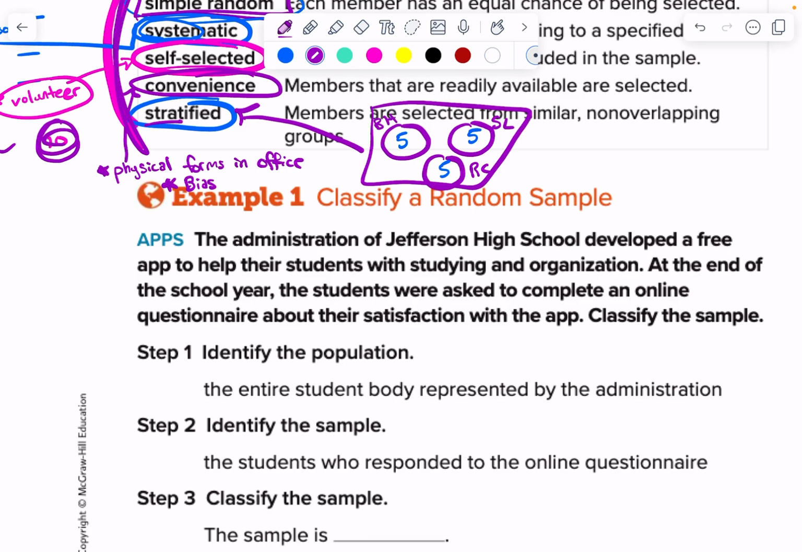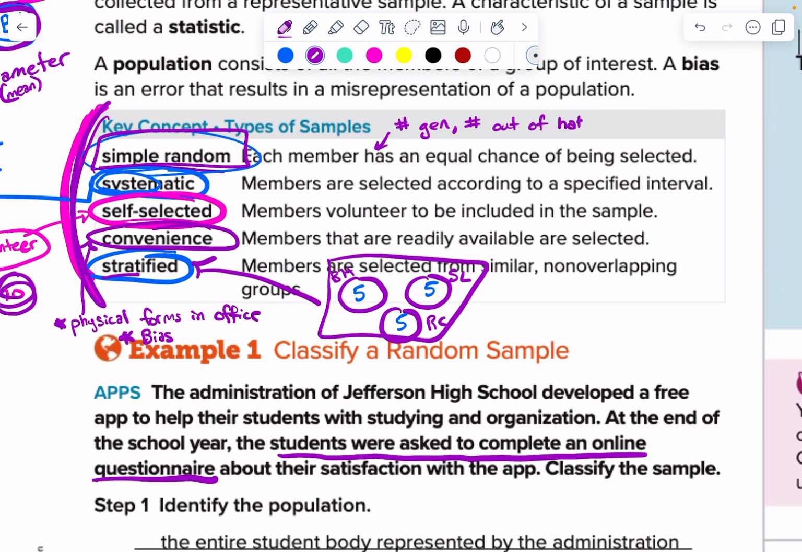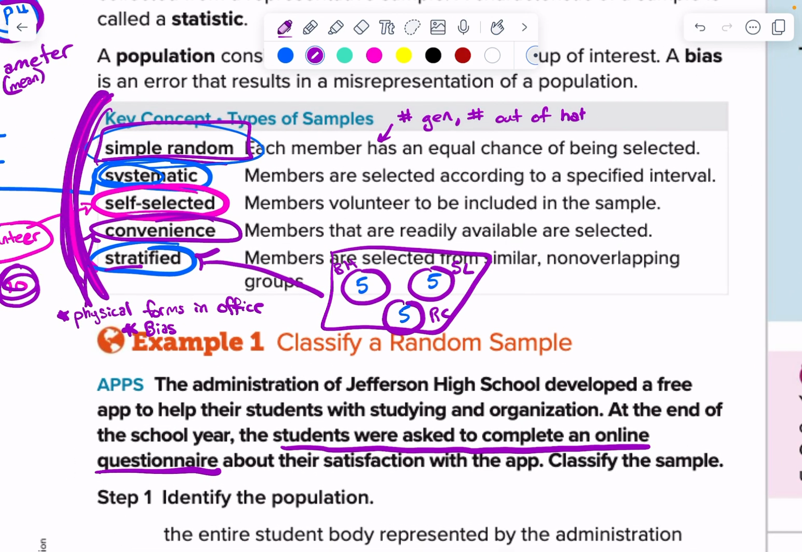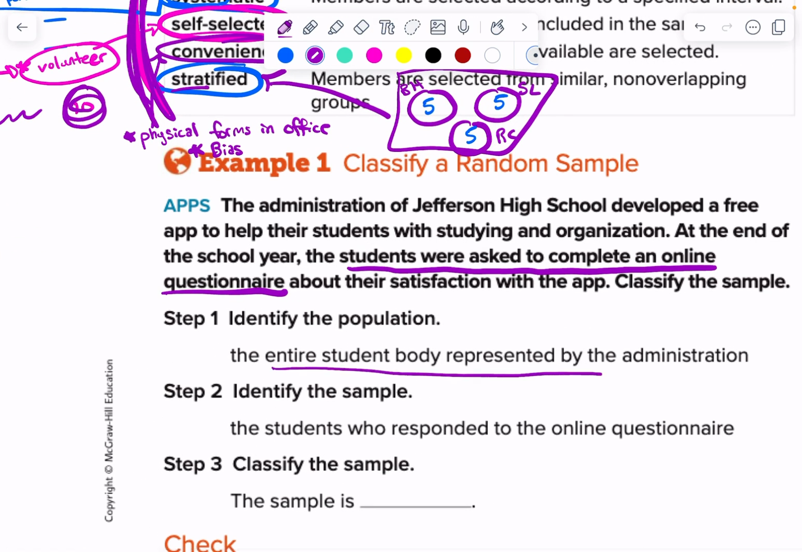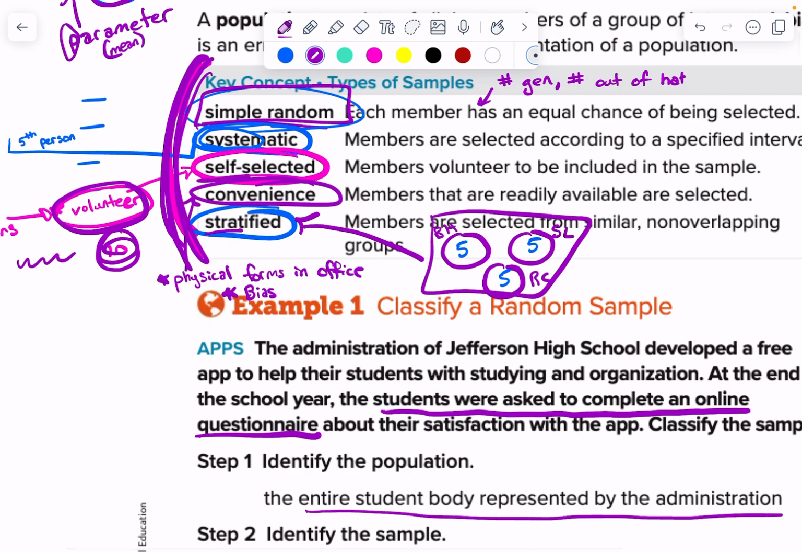Here we go. The administration of Jefferson High School developed a free app to help their students with studying and organization. At the end of the school year, the students were asked to complete an online questionnaire about their satisfaction with the app. Classify the sample. So we need to figure out which one of these it is. My population is the entire student body of Jefferson High School. The sample is just the students who responded. Now, did you get to choose whether you responded? Yes. So that is a volunteer or self-selected sample.